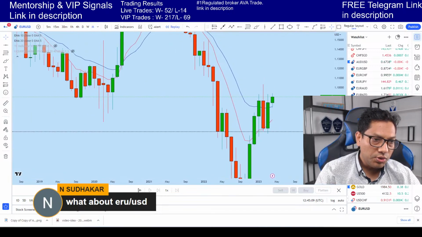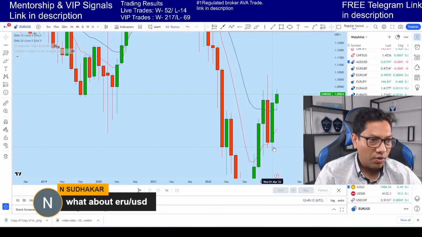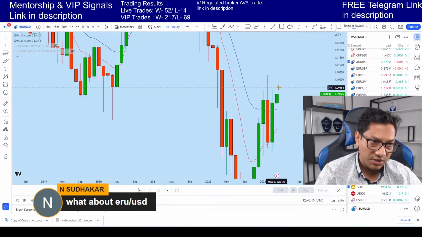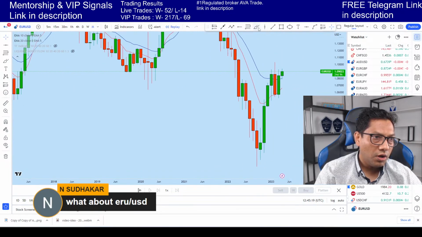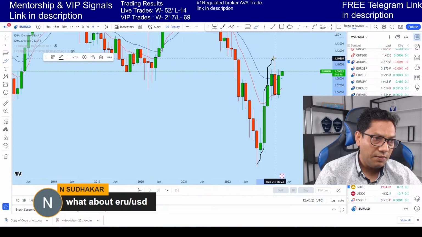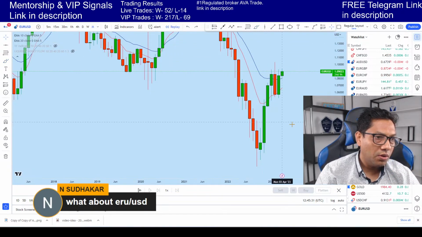So you see that euro dollar from the monthly has formed this bullish candle, which is significantly bullish. And in the overall picture on euro dollar, starting from here, you can see this is a big monthly impulse followed by this correction. What I think is that euro dollar might be going for another impulse to the upside.